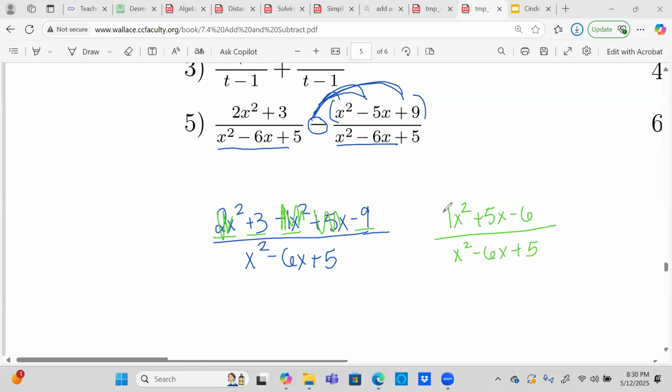Let's see if anything factors. I'm going to forget about the 1, or leave it. It doesn't matter. So the top is a trinomial. I factor trinomials using the magic X method. You can do whatever method you prefer. Guess and check, box method, whatever you've learned, do that now, but I use the magic X.